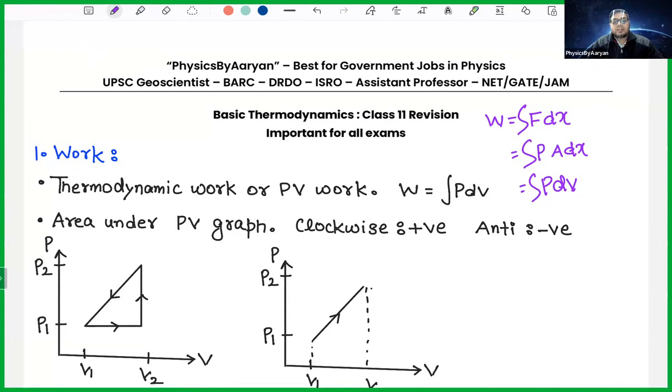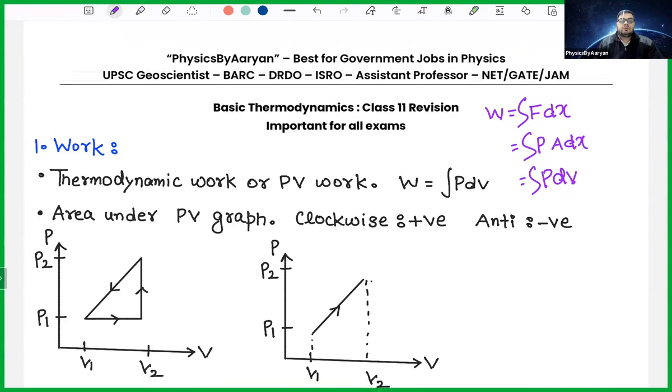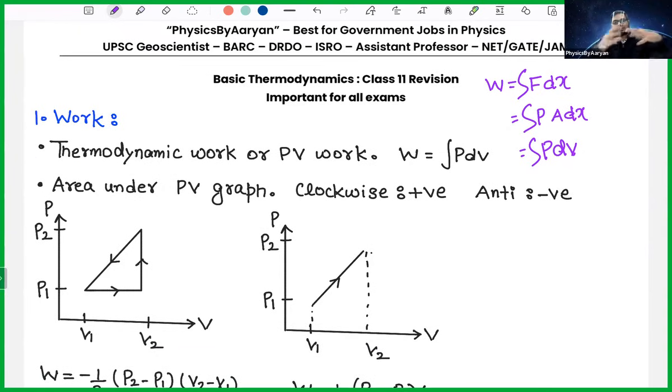In thermodynamics, there are other works also possible, which are non-PV work. That we will study at a later stage. The most common work that you understand is PV work or thermodynamic work. So whenever a gas expands or compresses, it can have work. And in this, the P is basically the pressure due to the gas or on the gas. So we focus on the pressure in which the gas is involved.